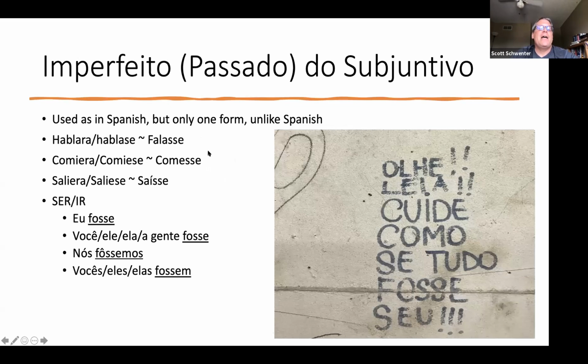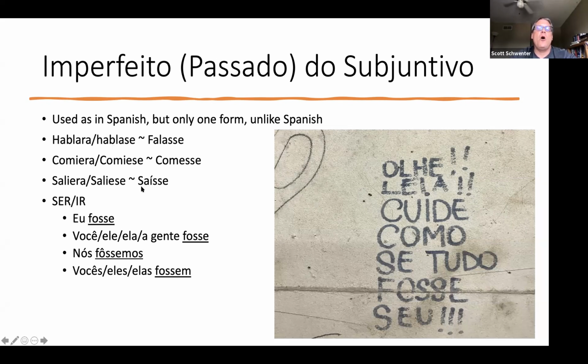Now, I think I already mentioned this, but the imperfeito do subjuntivo or passado do subjuntivo, it's used as in Spanish, but there's only one form. So in Spanish, I would assume that most of you use the ra form. Hablara, comiera, saliera, you probably know. You might have tortured your students like I have with the se forms in Spanish, like hablase, comiese, saliese.